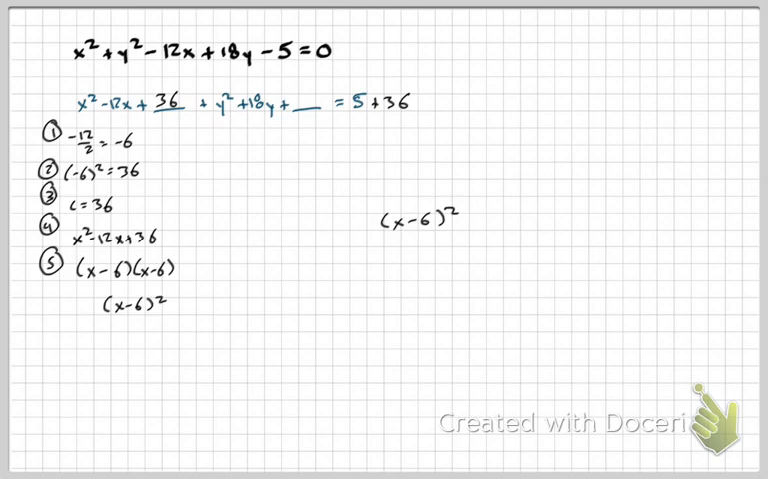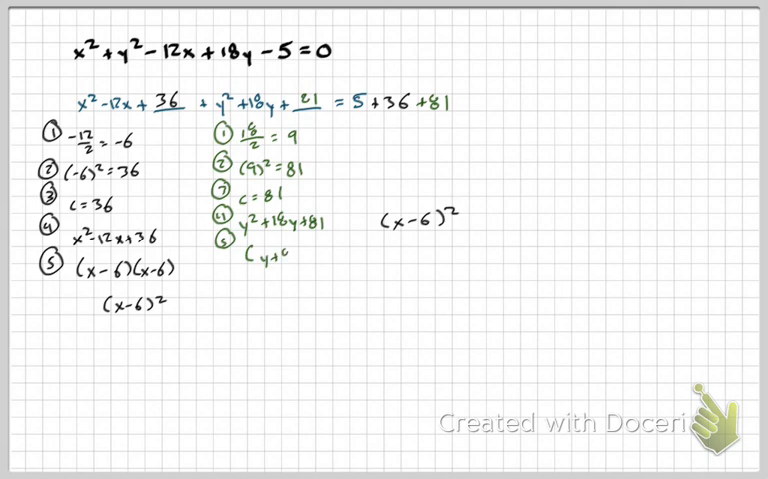Complete the square for my y. 18 is my b. Divide it by 2. Square it. State that my c is 81. Add it back on. It adds here, and it adds here, on the right. And then finally, factor it. It's going to be 9 and 9. Multiply to 81, add to 18. And then the last step is 5 plus 36 plus 81 gets us 122.